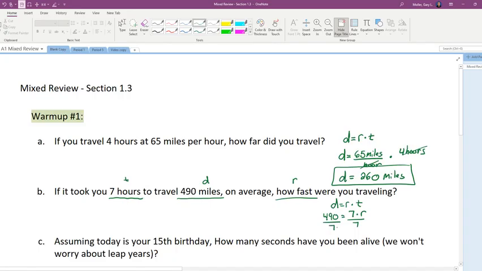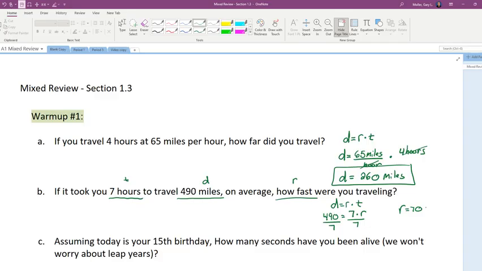And so let me grab my calculator real quick. And I'm going to do 490 divided by 7. And I get, oh, I wasn't even paying attention. That was silly. I get a rate of 70. Now, you'll notice this time I didn't use units. And so I'm not really happy with that.